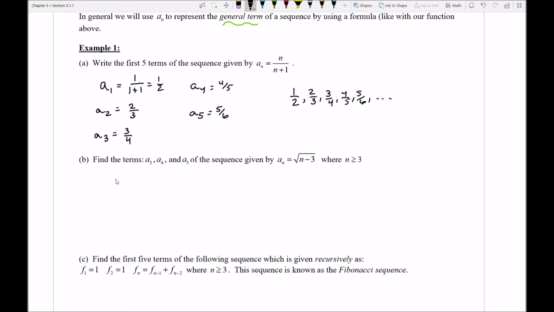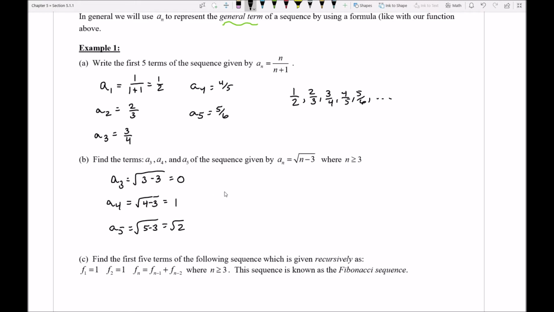So notice here I can go ahead and just quickly calculate that a3 is going to turn into the square root of 3 minus 3, that is 0. a4 is going to be the square root of 4 minus 3, or just 1. And a5, the square root of 5 minus 3, is just going to be the square root of 2.